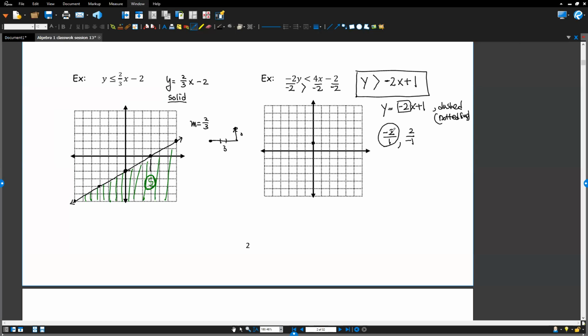Right 1, down 2. Right 1, down 2. That is the next point. Right 1, down 2. What about the left-hand side? 1 left, 2 up. From here, 1 left, 2 up. 1 left, 2 up. Okay, now we're going to make the line. This is a solid. Oh, sorry, a dashed line.